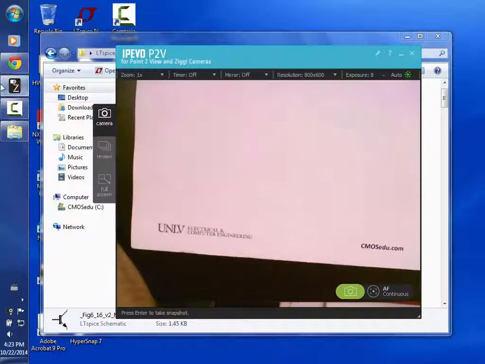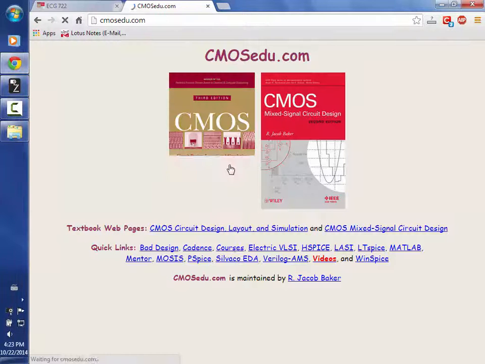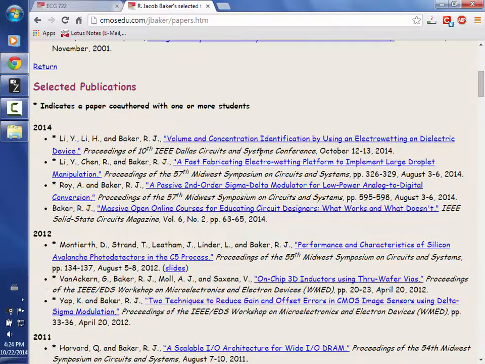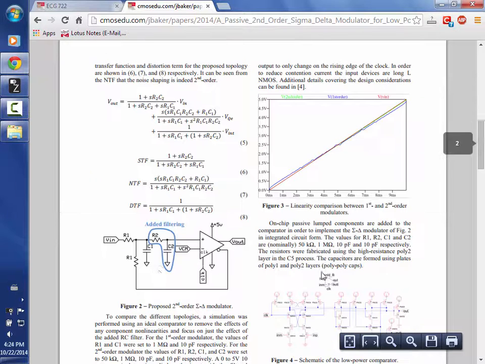Angshuman actually wrote a paper on this. Let's look at that, Angshuman, and you can answer questions. Yeah, there we go. Boom. So he went through and did the derivation. So here's the basic conventional one with the response, and then he added the filtering here with the single feedback loop. So instead of having the 2 feedback loops, he still kept the 2 capacitors to further filter.